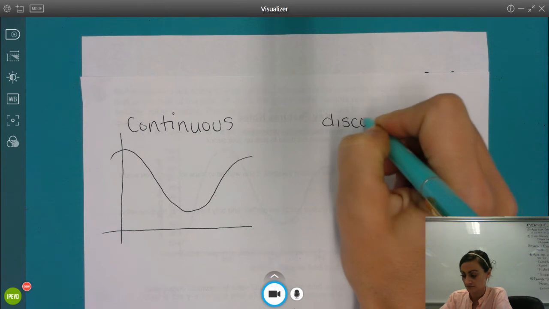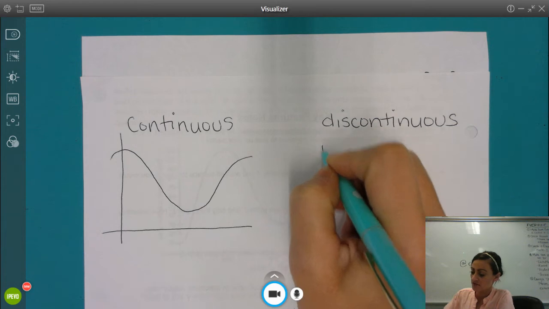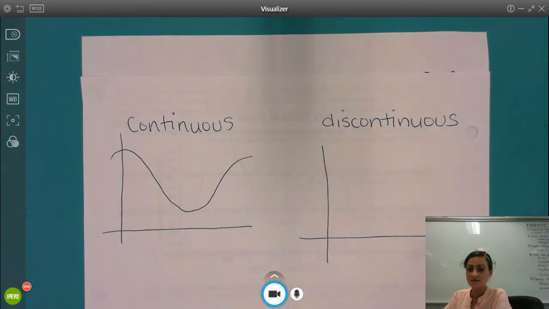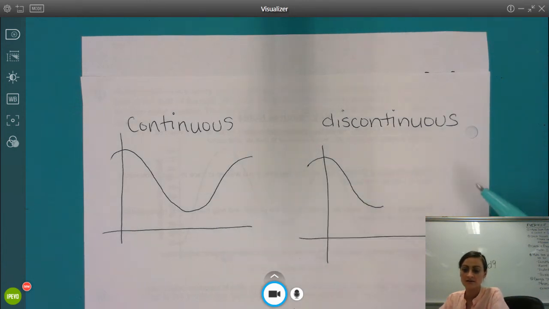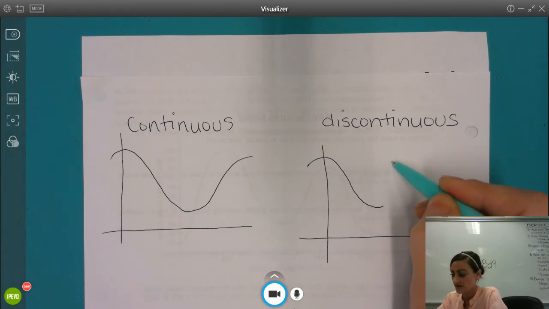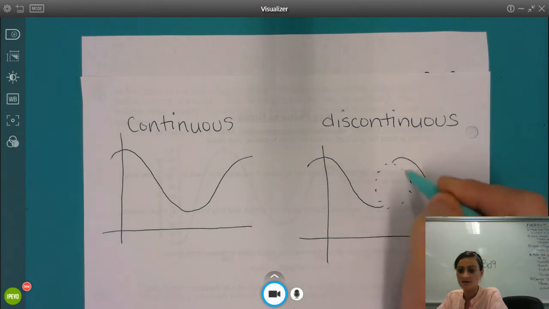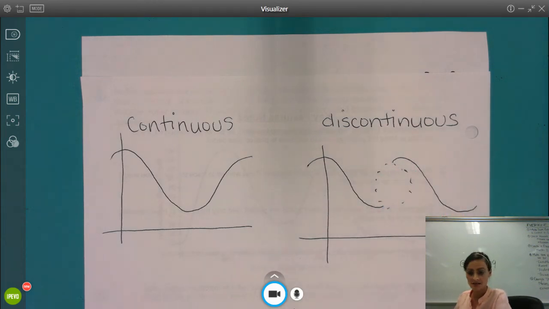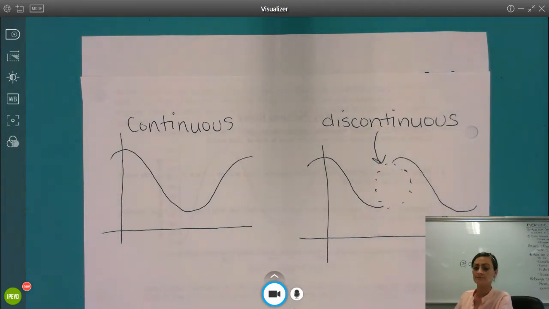However, if a graph or a function is discontinuous, there will be portions where I can trace it. But then in order to continue to the next part of the function, I have to pick up my pen and then keep tracing. So this is discontinuous because of this portion right here where the two functions are not connected. This is what makes it discontinuous.